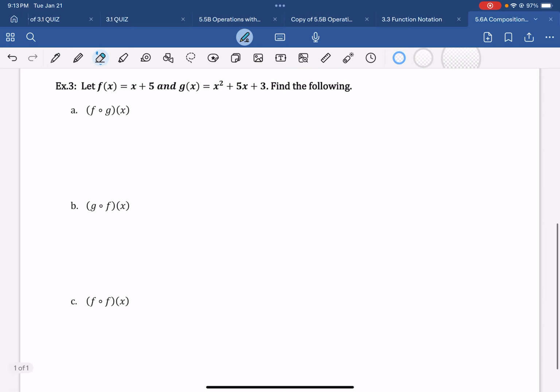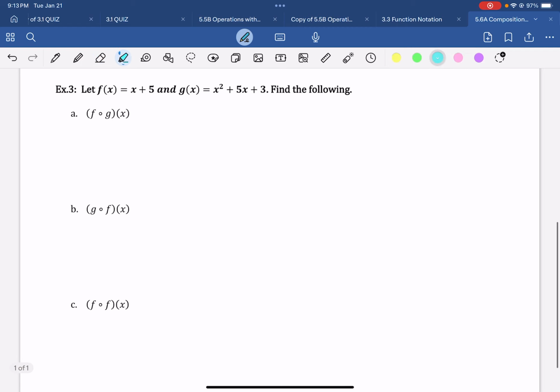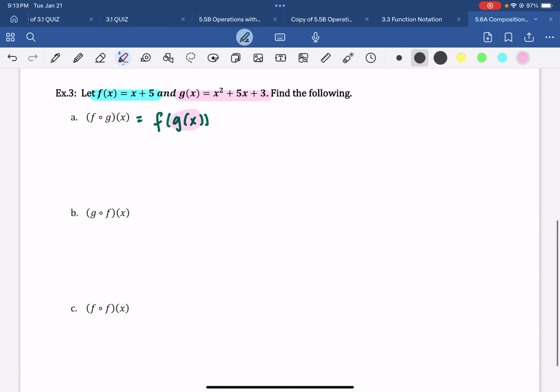All right, down here, we've got new functions. We've got f of x is x plus 5, and g of x is x squared plus 5x plus 3. And we're going to be substituting them into each other, just like we were doing on the previous examples, except in the previous examples we had specific numbers, and now we're going to be working with variables, but the idea is the same. So first of all, f circle g of x is the same as f of g of x, and you always start inside and work your way out.